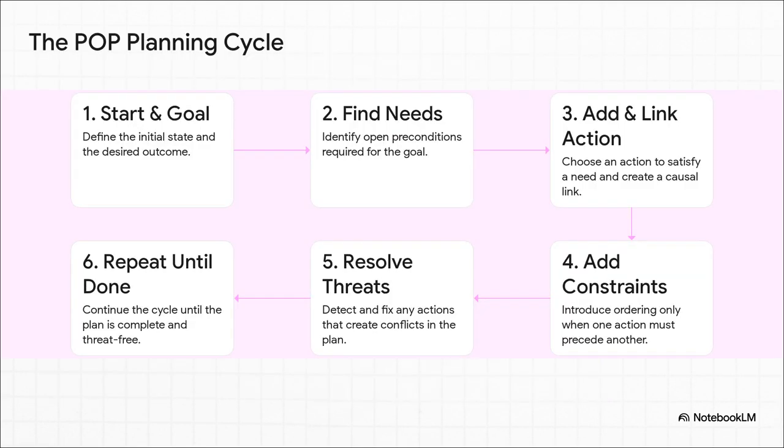So the whole process really just works in a loop. POP starts with the end goal, figures out what's missing, adds an action to fill that gap, and then links it all up. It only adds an ordering rule when it's absolutely forced to. And most importantly, it's constantly on the lookout for those threats to make sure one part of the plan doesn't sabotage another. It just keeps doing this over and over until the plan is complete, correct, and flexible.